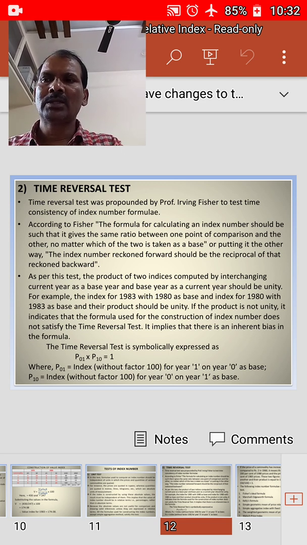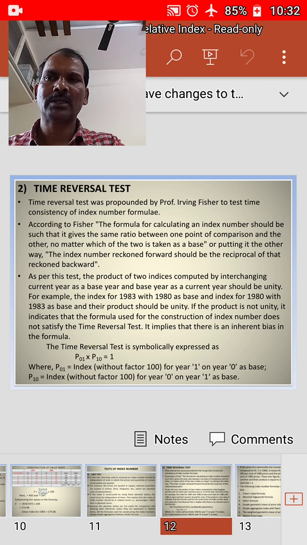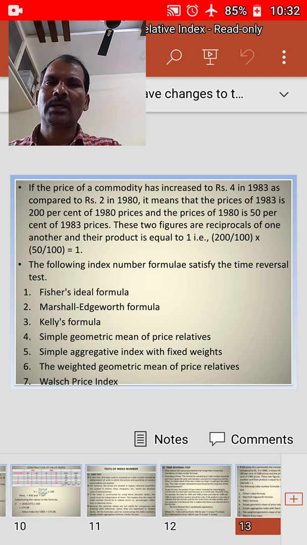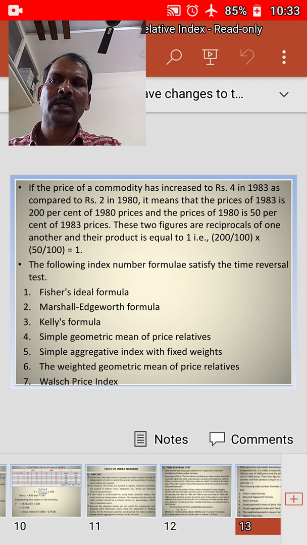For instance, if the price of a commodity has increased to rupees 4 in 1983 as compared to rupees 2 in 1980, it means that the price of 1983 is 200% of the 1980 price, and the price of 1980 is 50% of the 1983 price. These two figures are reciprocal of one another and their product is equal to 1, that is 200 by 100 into 50 by 100 is equal to 1.